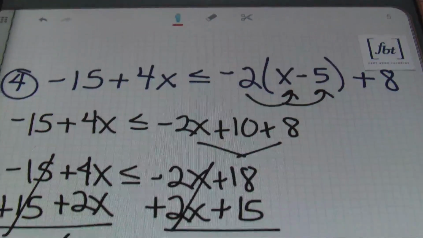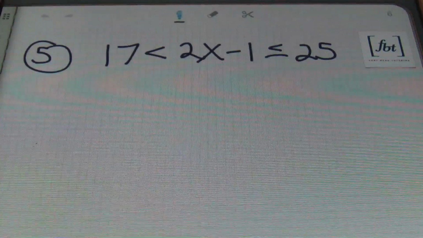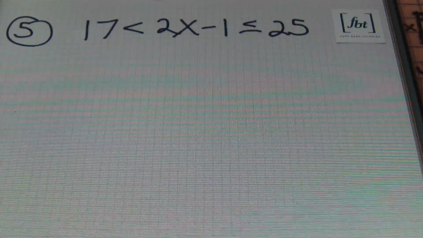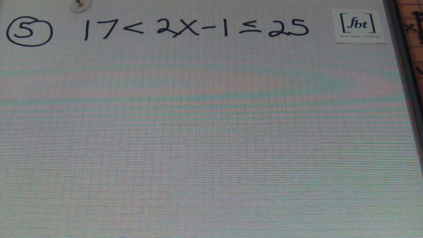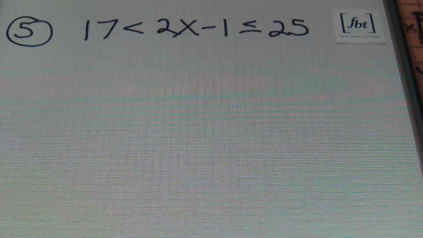All right, there you go. That was problem number 4. Problem number 5, we have the following problem. We have a compound inequality. That's right, compound inequality. So here, this is 17 is less than 2x minus 1, which is less than or equal to 25.